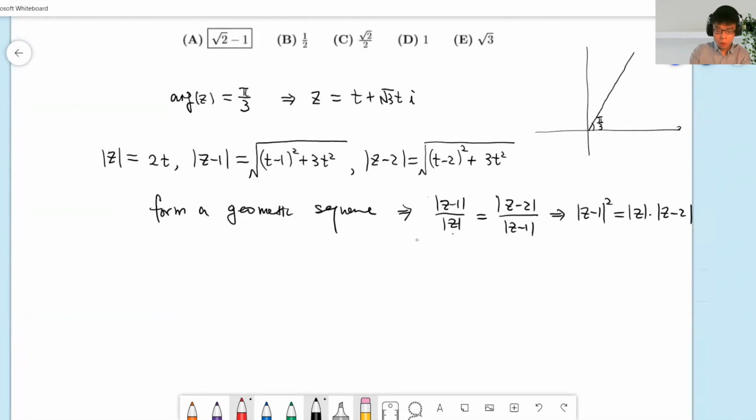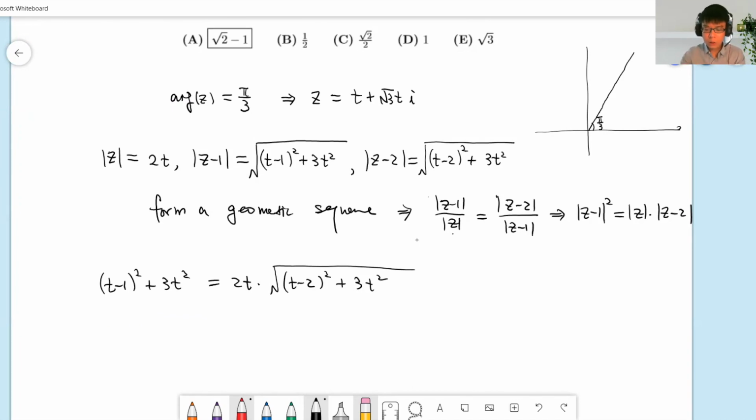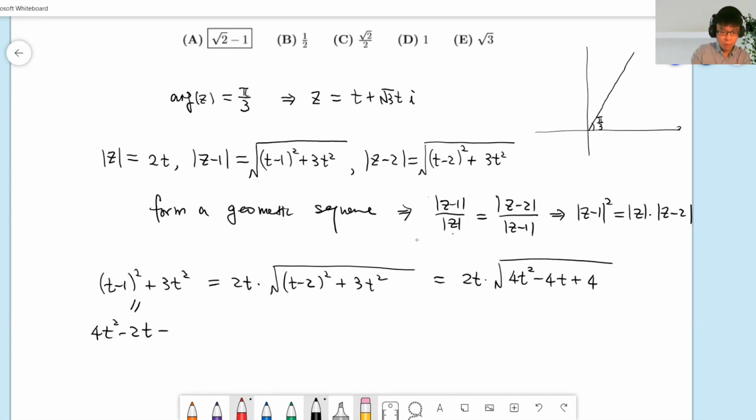When we plug in, the modulus of z minus 1 squared is (t minus 1) squared plus 3t squared, which equals 2t times the square root of (t minus 2) squared plus 3t squared. On the right hand side, we can open the squares here: it's 4t squared minus 4t plus 4. And the left hand side is 4t squared minus 2t plus 1.